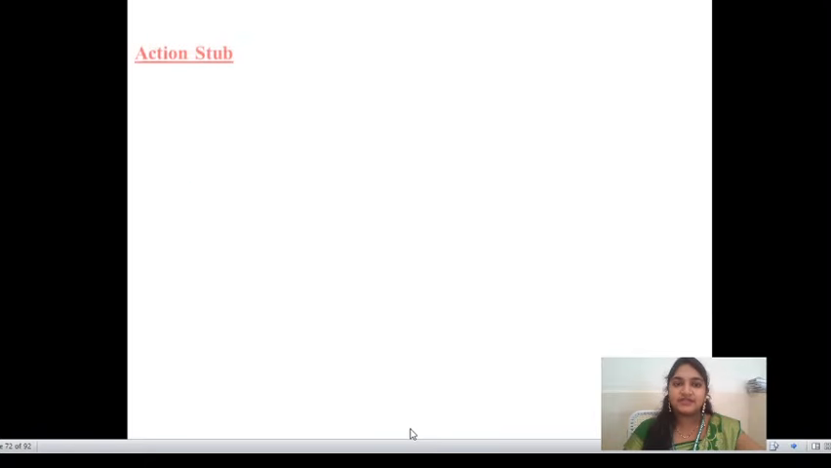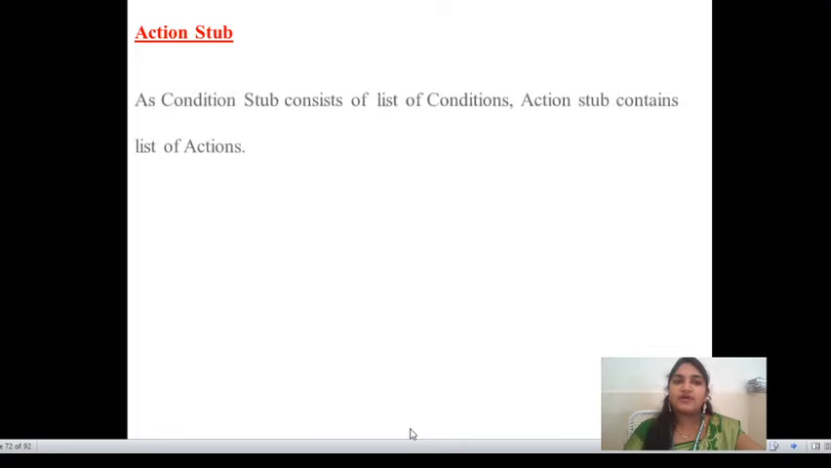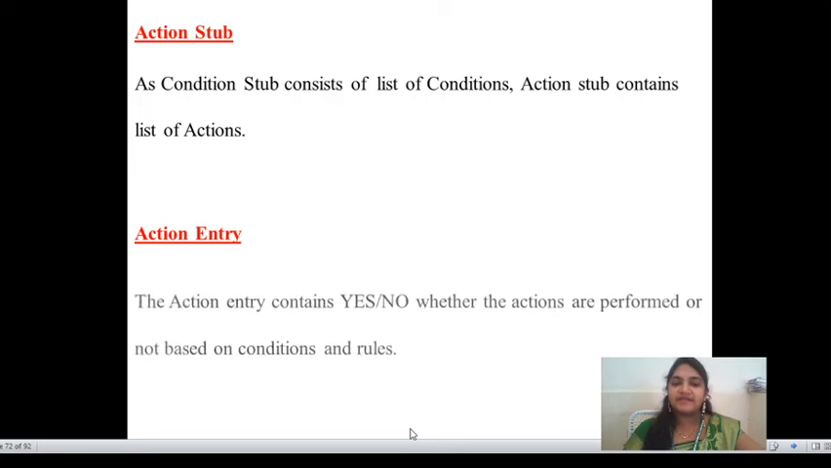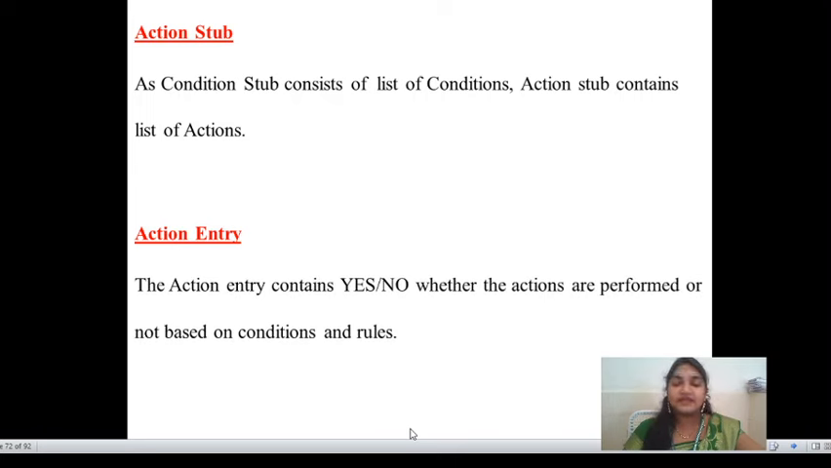Next, coming to the action stub. The action stub contains a list of actions, just as the condition stub consists of a list of conditions. The action entry is the same. The name itself tells: yes or no. If the action is yes, then the action will be performed. If the action is no, then the action doesn't meet the rule and the action doesn't perform that operation. So the decision table defines four aspects: condition stub, condition entry, action stub and action entry.